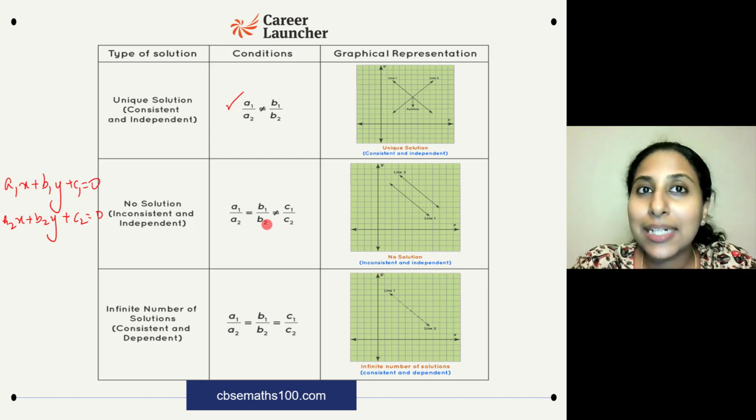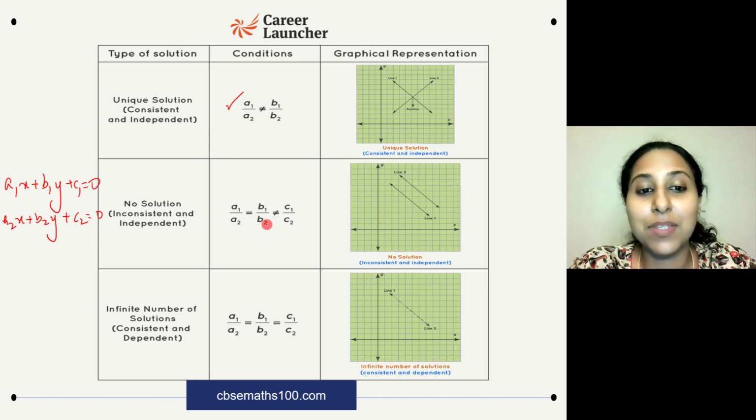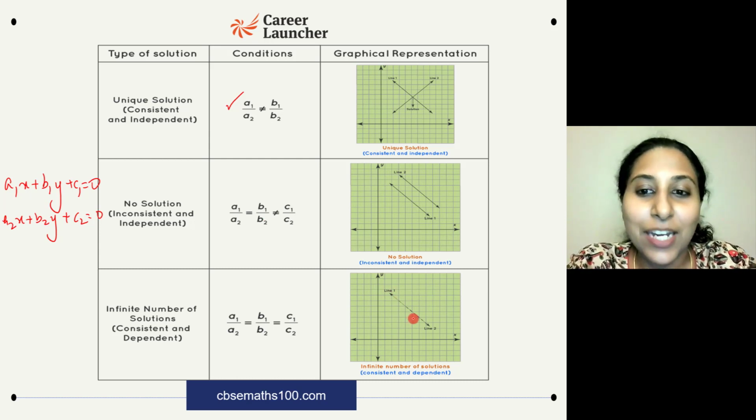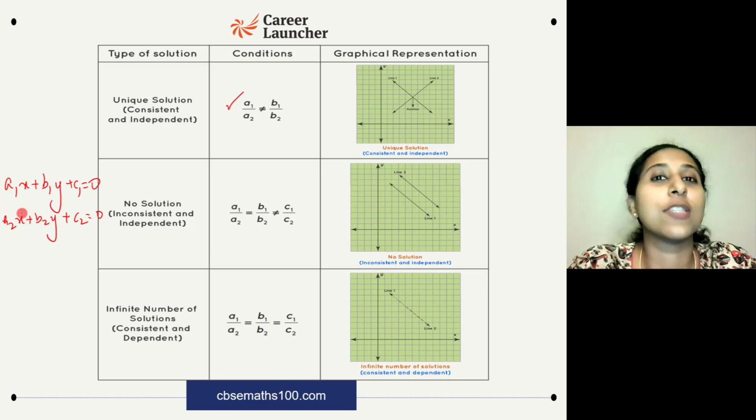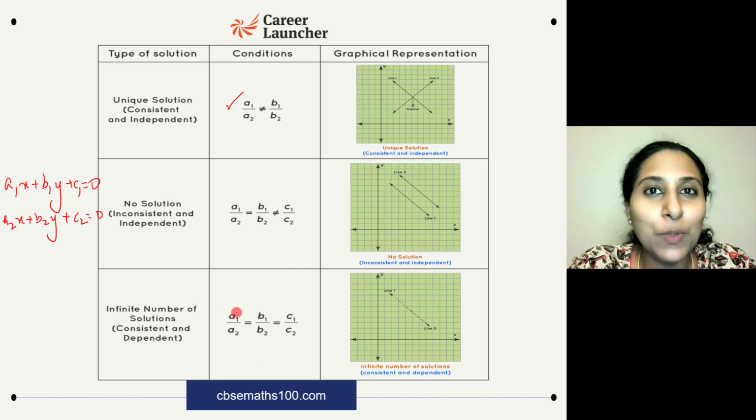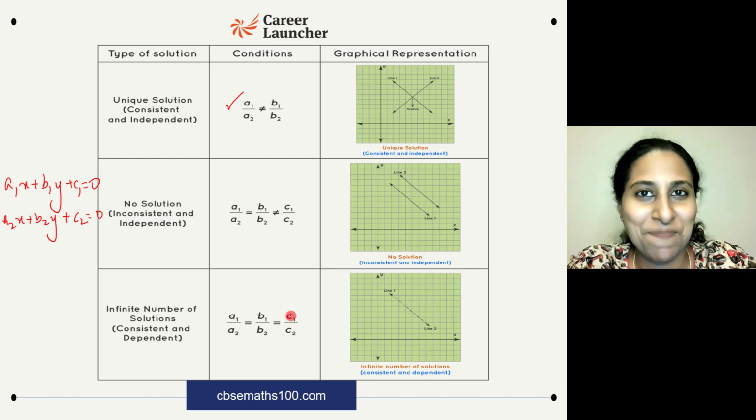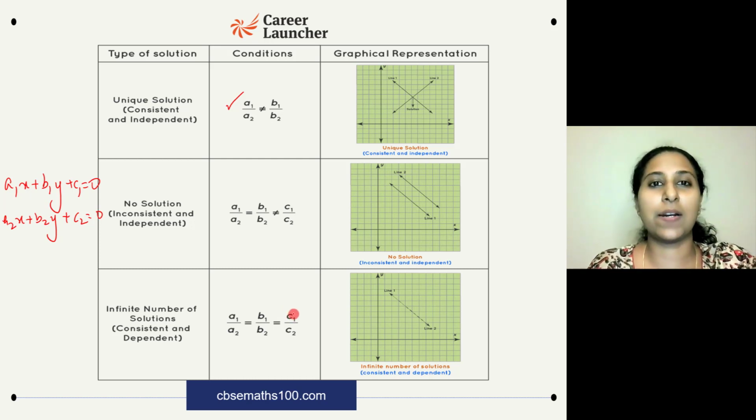And what about consistent and dependent systems where you have an infinite number of solutions, the coincident lines? Now, for these kind of lines, the condition would be all ratios are equal. a1 by a2 is the same as b1 by b2 and the same as c1 by c2. All of these ratios are one and the same. Okay. All right.